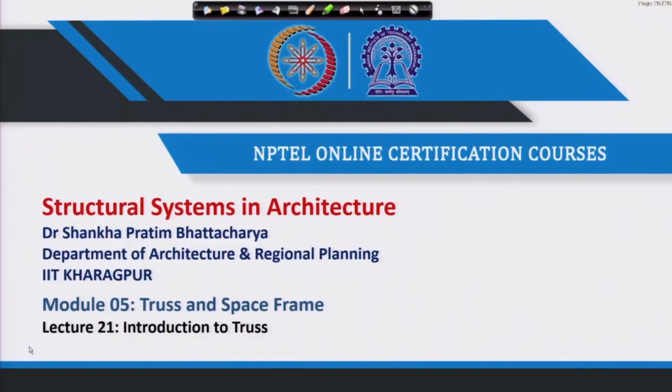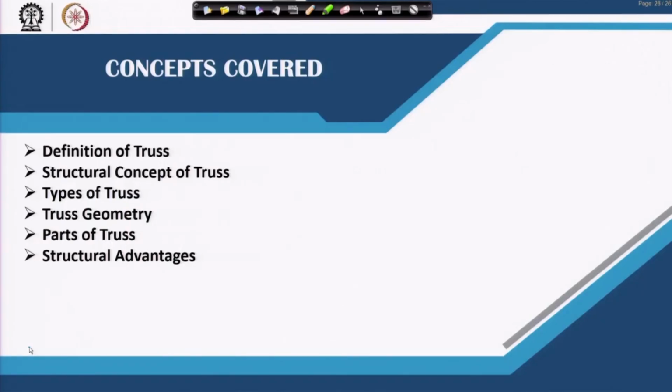space frames. This particular week's topic is again subdivided into 5 lectures of half an hour each, and this one is lecture number 21, and the lecture topic is the introduction to truss. So, the following concepts will be covered.